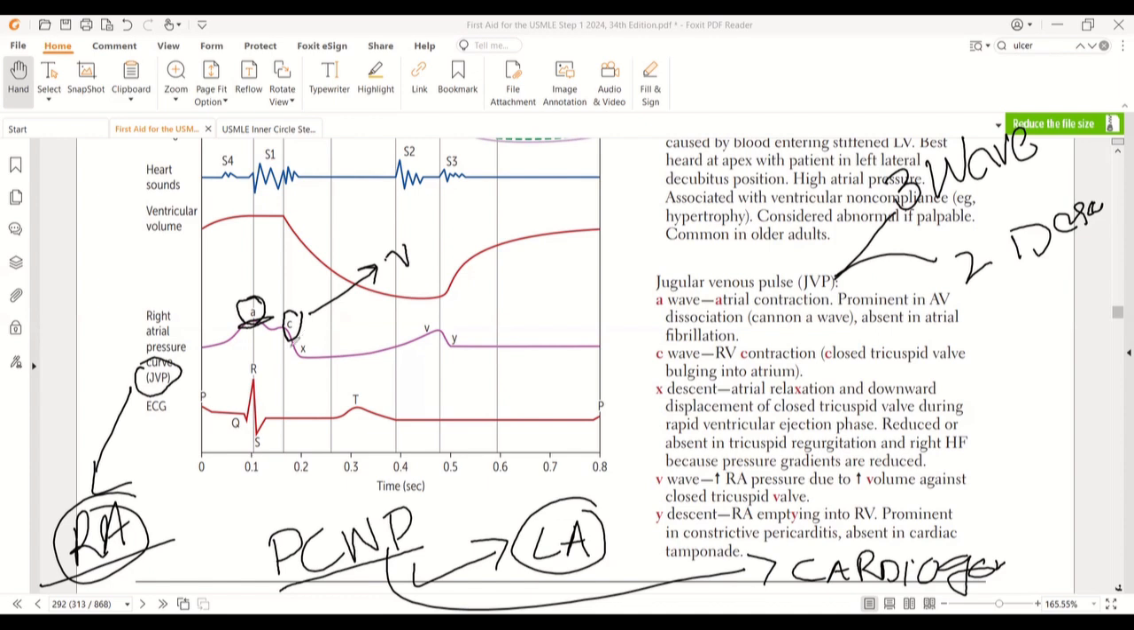Yes. So next is the X descent, the sudden downfall. This sudden downfall X descent is basically due to the atrial relaxation, because atrial pressure is suddenly decreased. So X descent is represented by atrial relaxation, right? Yes. So what are the conditions in which this X descent is absent or reduced?